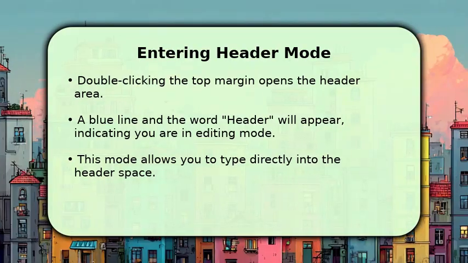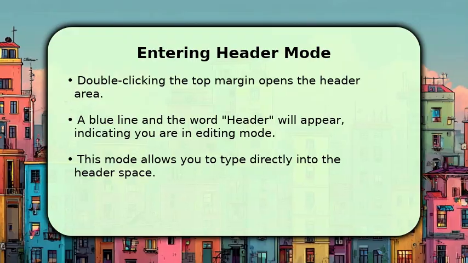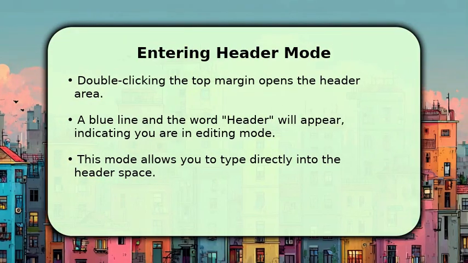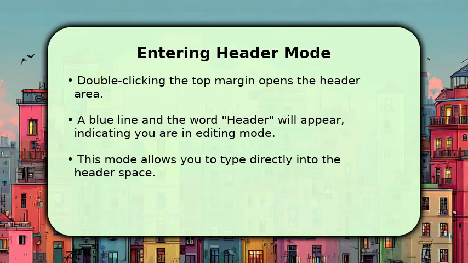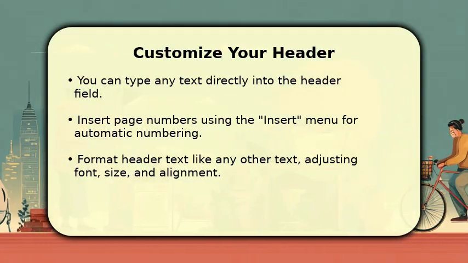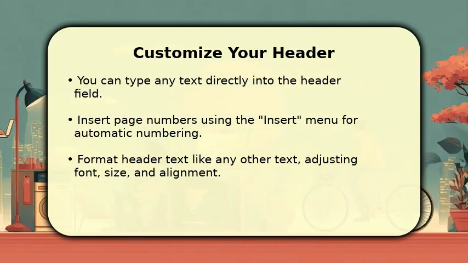This space is where you can begin typing any text you want to appear at the top of every page. Google Docs automatically creates this dedicated area for your header content, making it simple to get started. Now that you are in header mode, you can customize its content. Simply type any text you want, like a document title or your name.